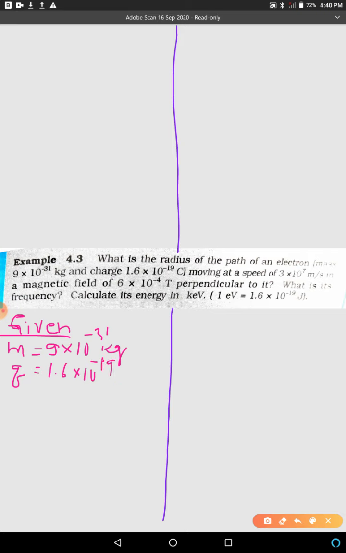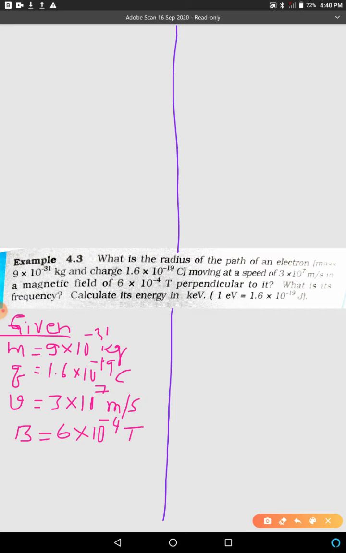You should be checking whether all the things given are in SI units. Look, kg is an SI unit, coulomb is an SI unit, so no problem, we shall continue. The velocity with which the charged particle is moving is given: the electron is moving with a velocity of 3 into 10 power of 7 meter per second. That is also an SI unit, no problem. In a magnetic field, the magnetic field strength B is given as 6 into 10 power of minus 4 Tesla, perpendicular, 90 degrees, no need.